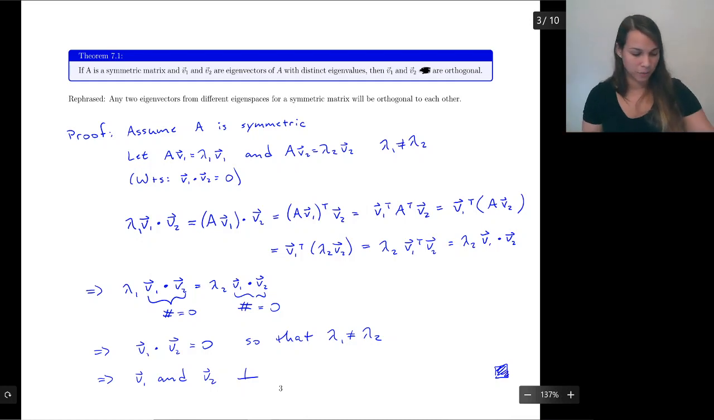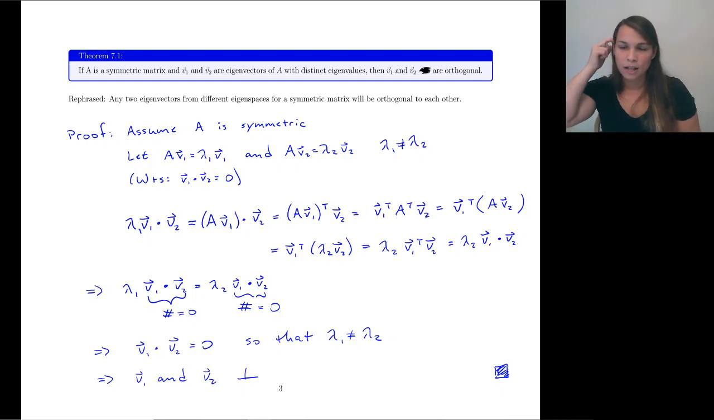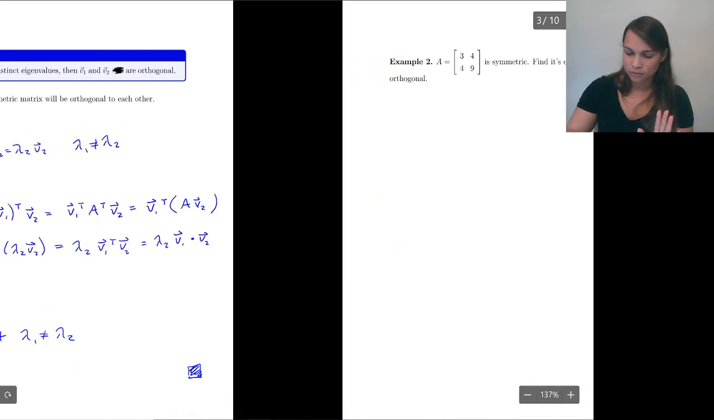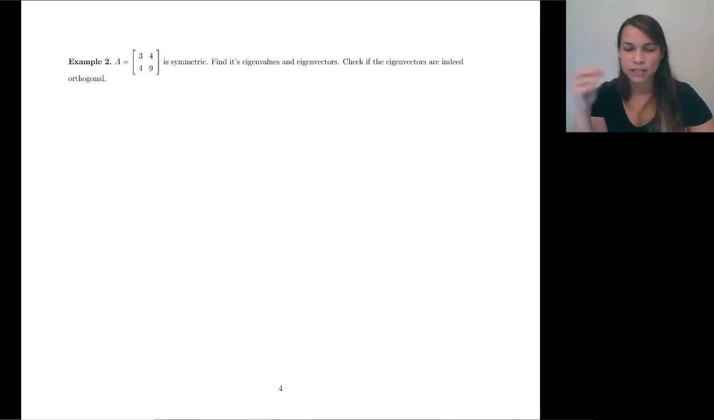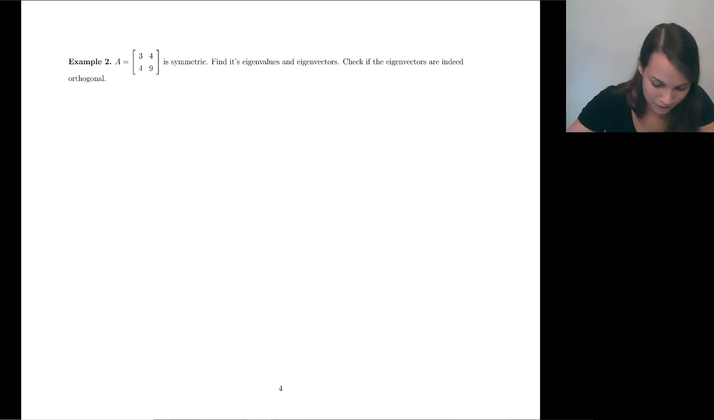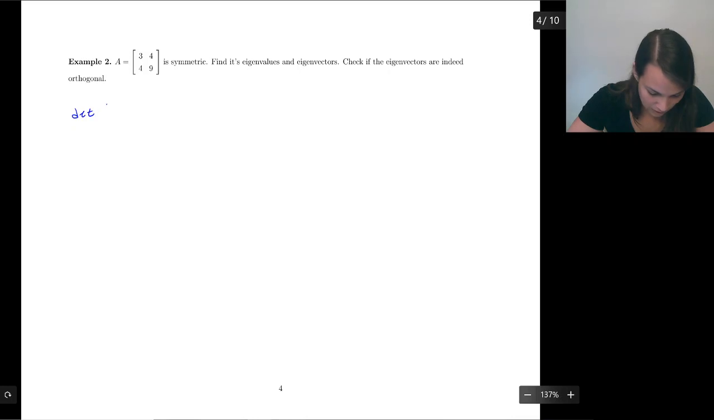All right, that's pretty cool. And then let's just take this for a test run. Let's do an example. Let's find some eigenvalues. Let's find some eigenvectors. We're going to do it just for a 2x2. It's symmetric. Let's go ahead and check this out, just to prove to ourselves this is actually going to hold. So we're going to first go get eigenvalues. So that's going to look like this.